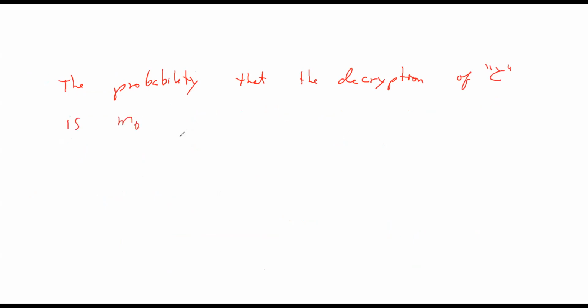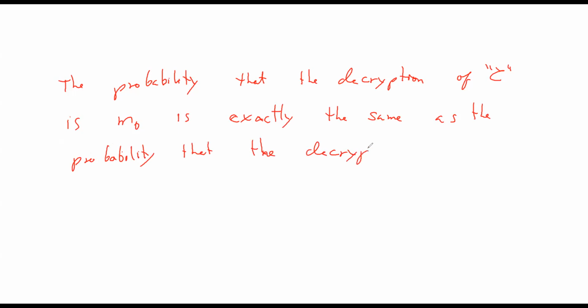So we want to say the probability that the decryption of C is M0 is exactly the same as the probability that the decryption will give you M1.